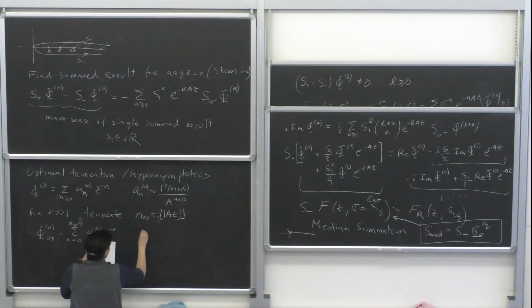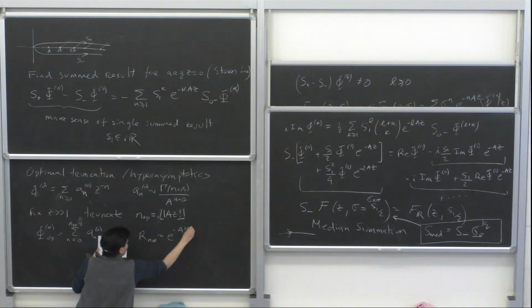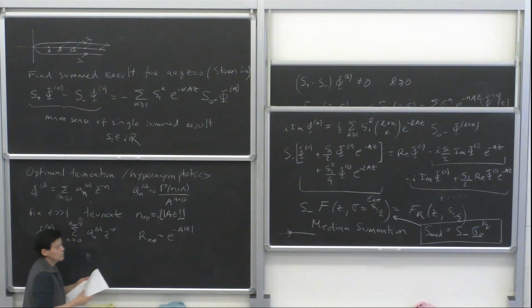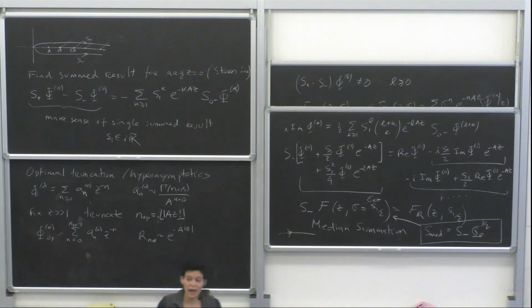And the remainder is of order e to the minus A modulus of z. So this gives us exponential accuracy, but we know that we don't only have the perturbative series, we have a transseries. So how can we improve on this error? Because we have, in general, all of the sectors. So in order to include more sectors, we need an extension of optimal truncation. Optimal truncation is not enough, obviously.